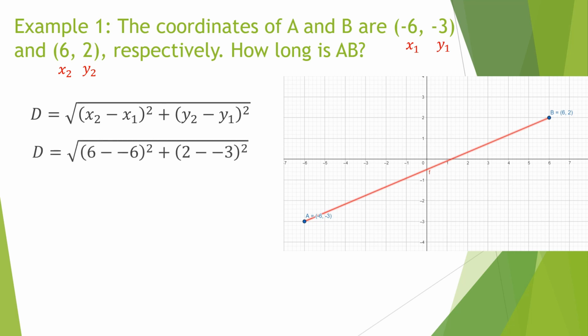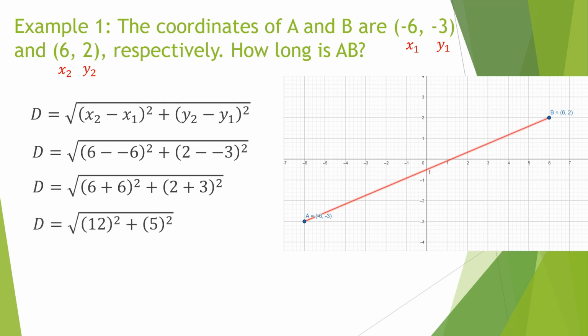The x sub 2 is 6 minus the x sub 1, negative 6, quantity squared, plus y sub 2, which is 2, minus y sub 1, negative 3, squared. Let's have it step by step. 6 minus negative 6 becomes 6 plus 6, squared, plus 2 minus negative 3 becomes 2 plus 3, squared. What is 6 plus 6? That is 12, squared, plus 2 plus 3, that is 5, squared.